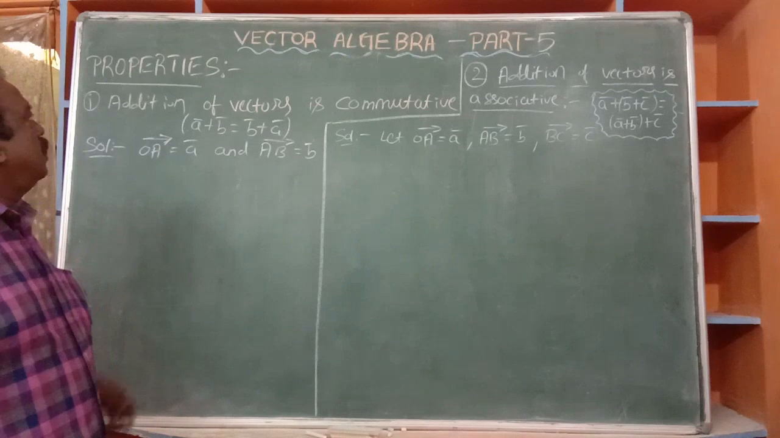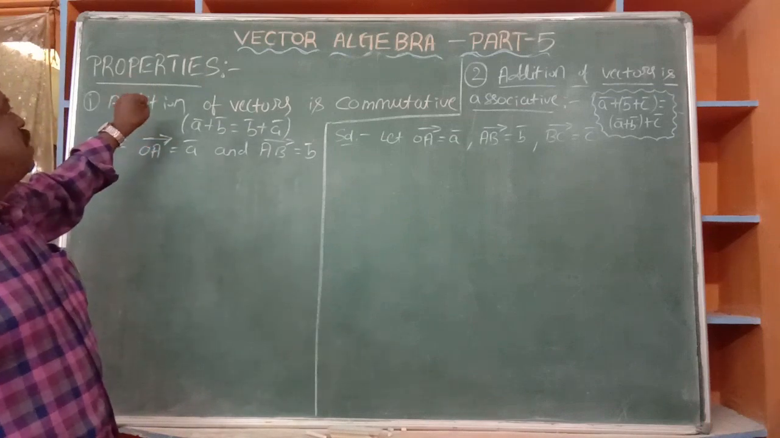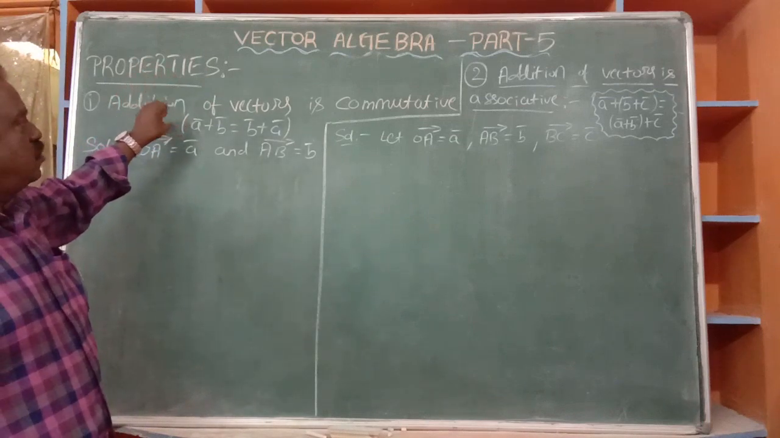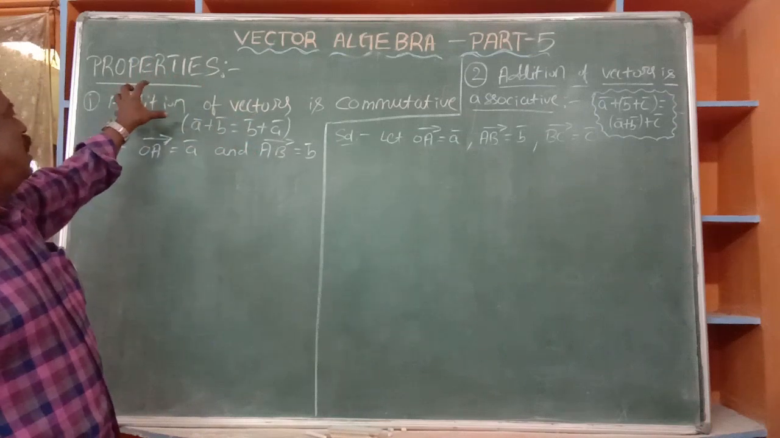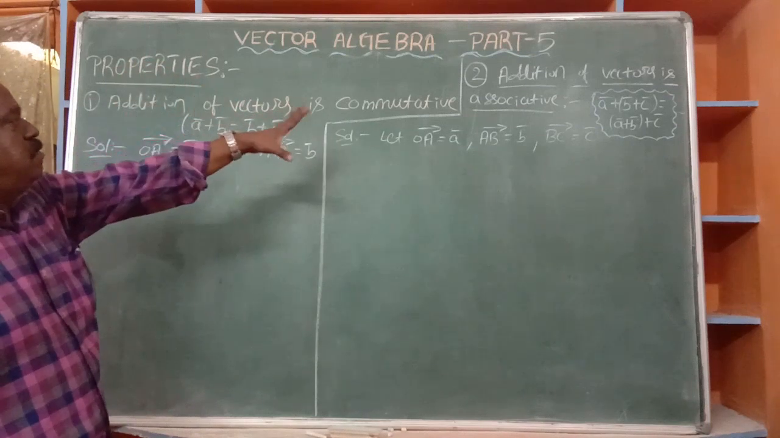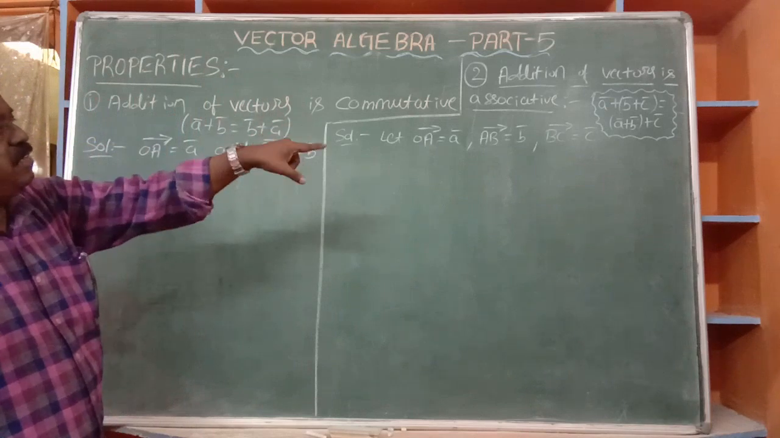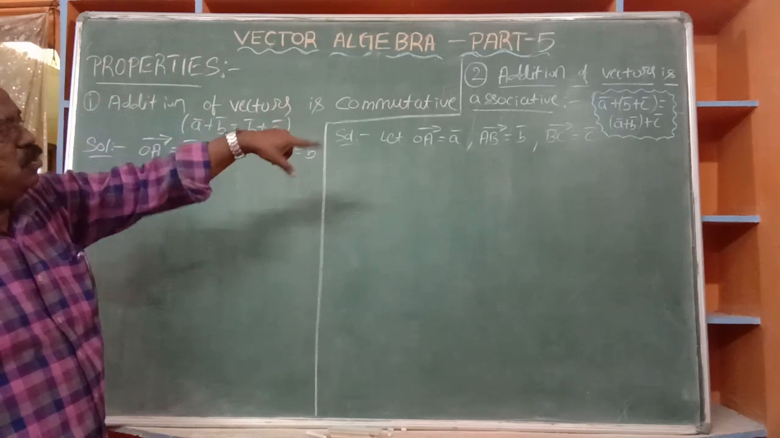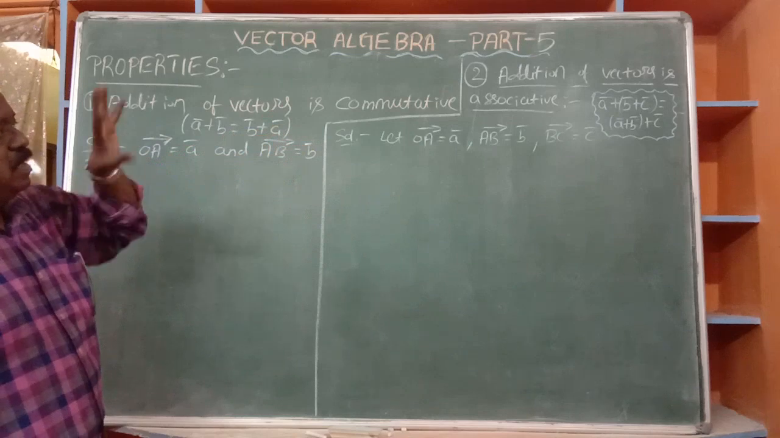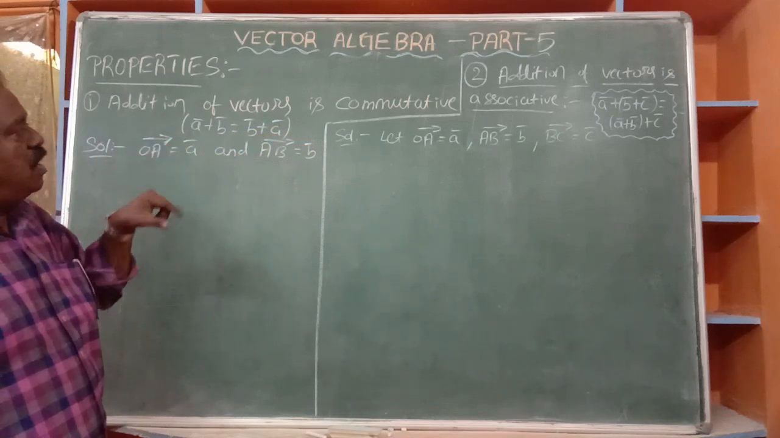Okay. Now I am going to solve the properties. These are important properties, 3 mark questions. Addition of vectors is commutative. And that one is addition of vectors is associative law. The addition of vectors follows associative law and commutative law.